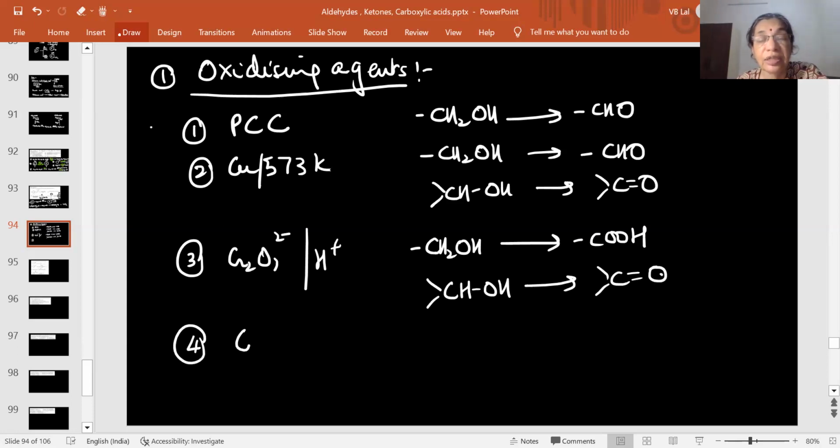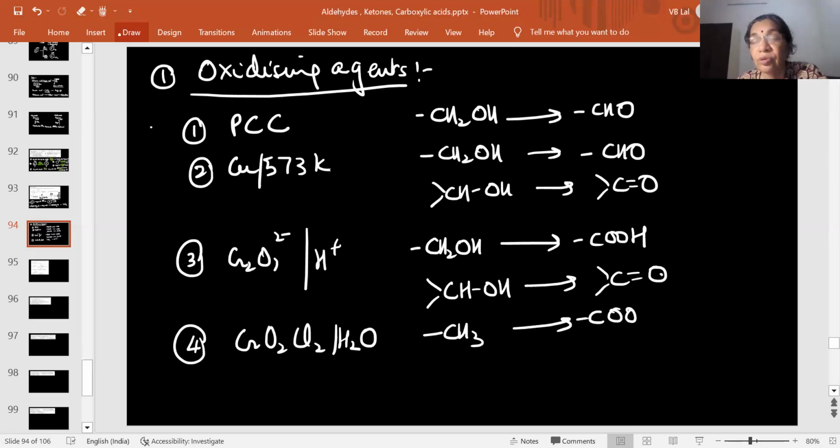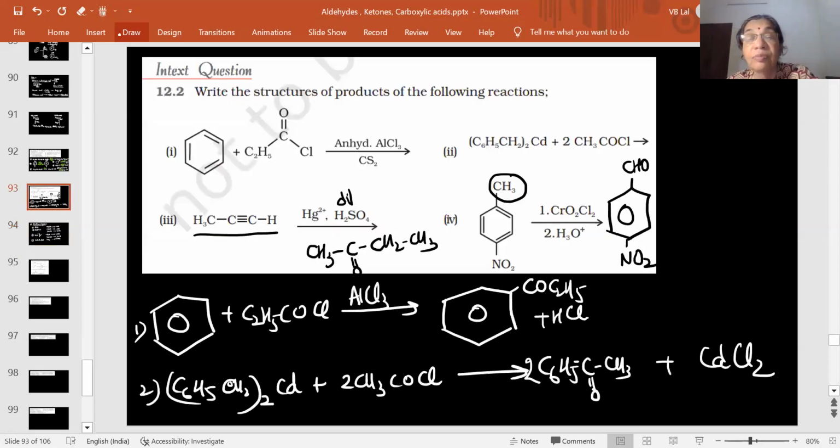The next oxidizing agent is CrO2Cl2 and H2O. What does it do? It changes CH3 to COOH. In a cyclic compound where you have a methyl group, it will change into COOH. So these are a few important oxidizing agent questions which you should remember, how you do the oxidation. Oxidation to aldehydes, oxidation to acids and oxidation to ketones. All these you should know thoroughly. So we did 4 of them. Based on that only these questions were given.